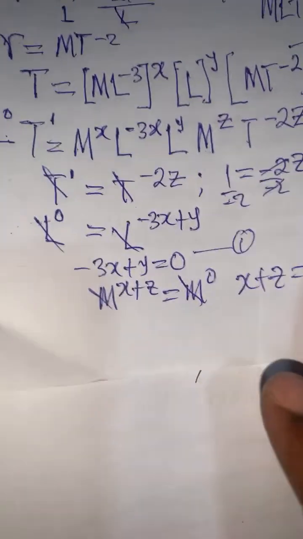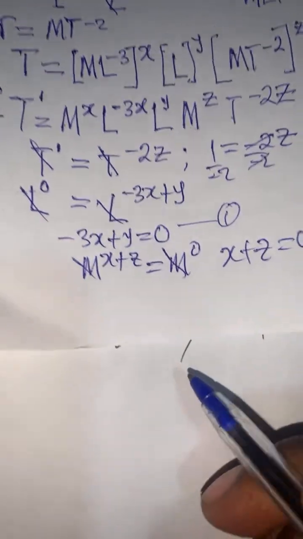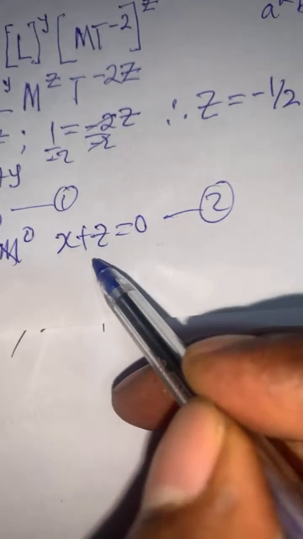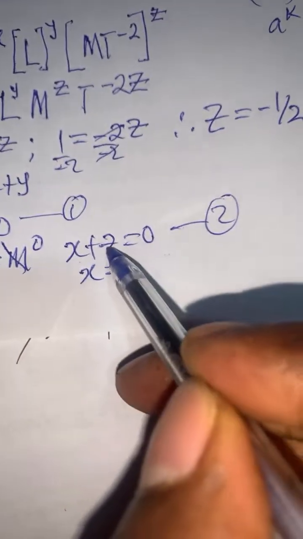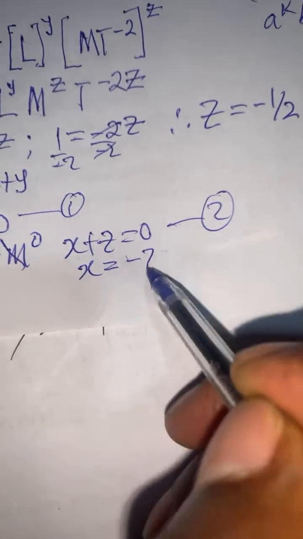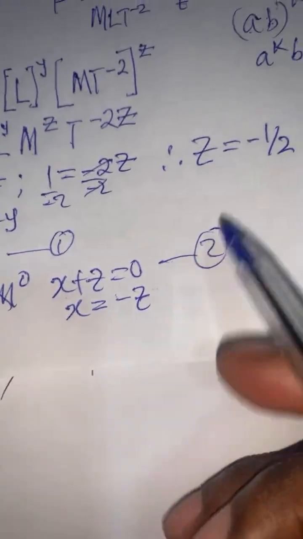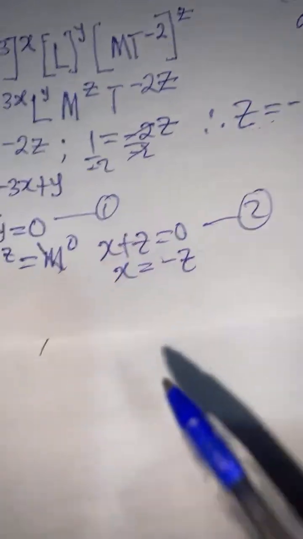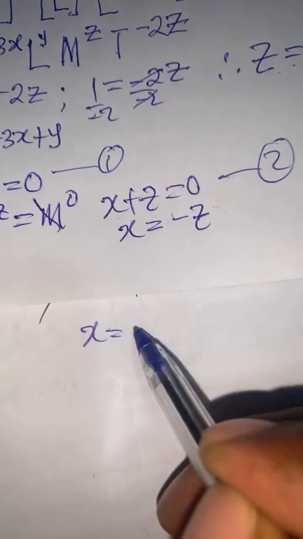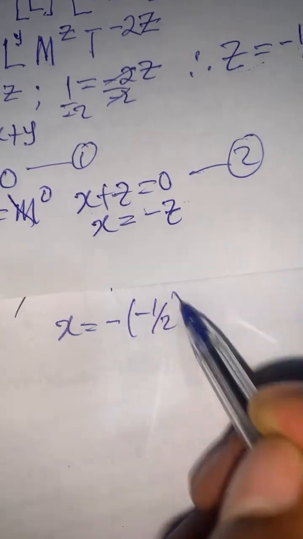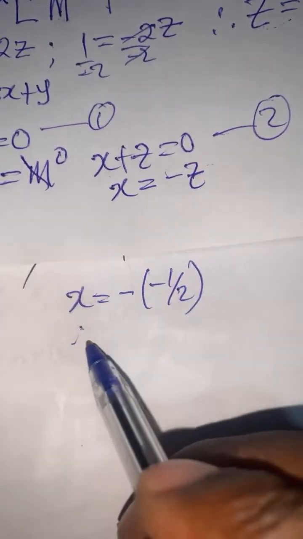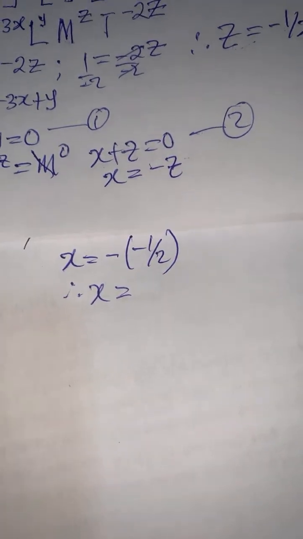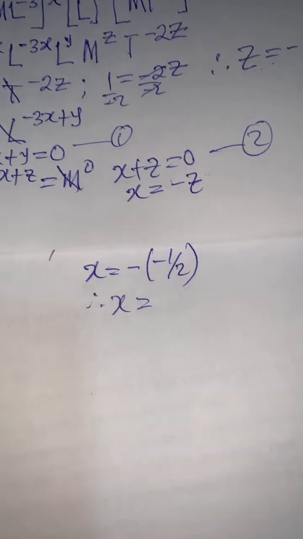Are we following, please? Okay. So what do we do? From equation 2, I can just say that x is equal to, if I take z across, I'll have minus z. True or false? But remember that we have z already. We have the value of z to be minus 1 over 2. So it means that our x now will be equal to minus into minus 1 over 2. Minus times minus is what? Who can tell us? If you know the rule of sign, what is minus times minus?